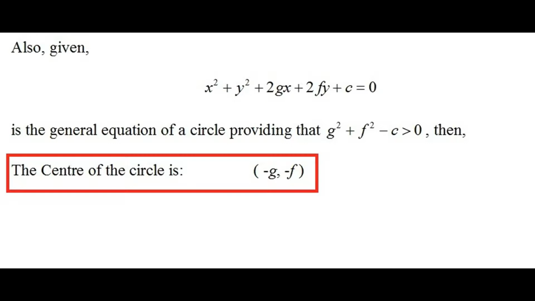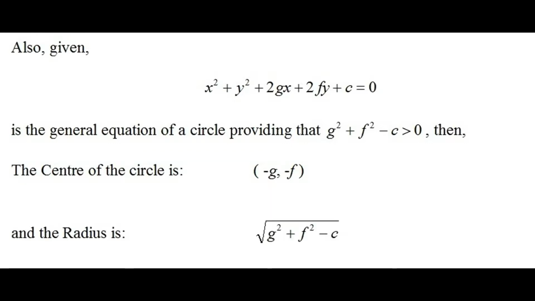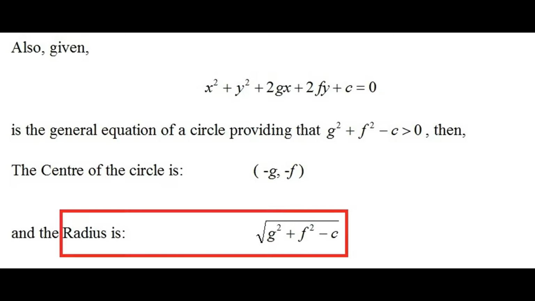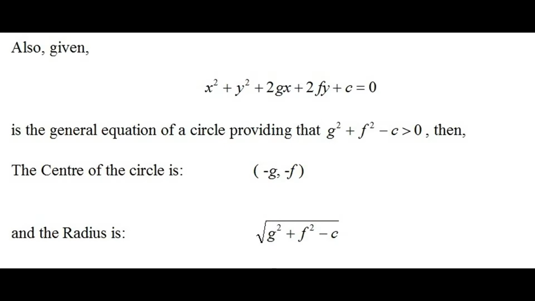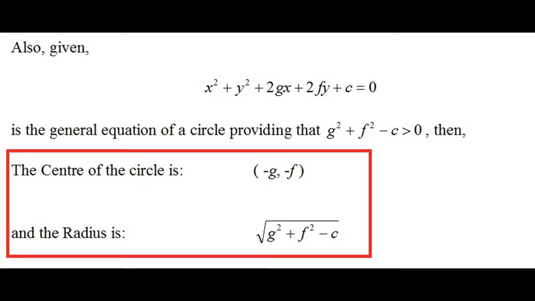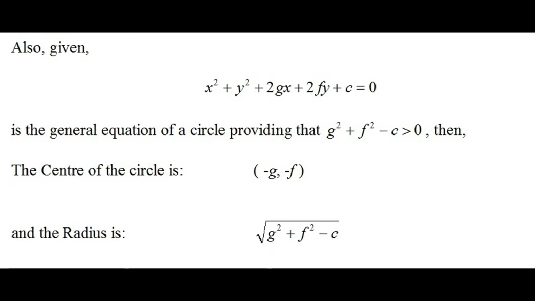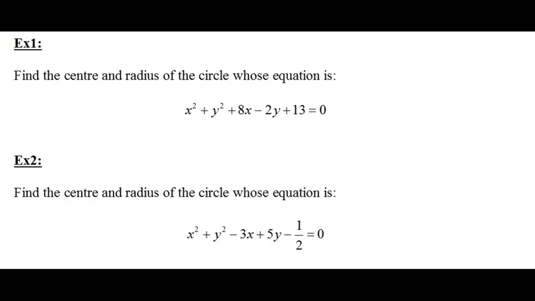And to work out the radius, here's the formula. It's the square root of g squared plus f squared minus c. I would encourage you to learn these results so you can use them to work out the coordinates of the centre and the value of the radius, given your equation of a circle in general form. I have a couple of examples that we can go through.